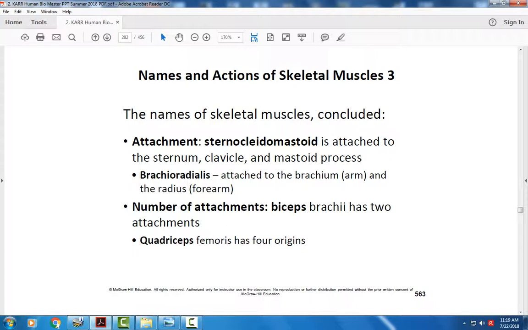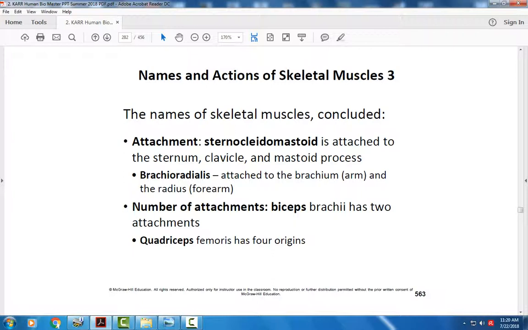The brachioradialis is in the arm, so we know that it attaches to the forearm, but starts in the upper arm, so brachioradialis. And then there's the number of attachments to bone. For example, the biceps brachii has 2 attachments, so that's why it's called the biceps. The triceps brachii has 3 attachments. Quadriceps has 4 origins. So sometimes those terms just give us a little bit of information about either attachment, location, size, or shape. All of these things are used to name skeletal muscles.